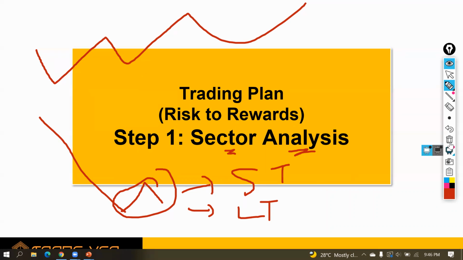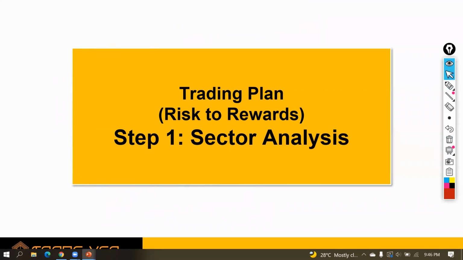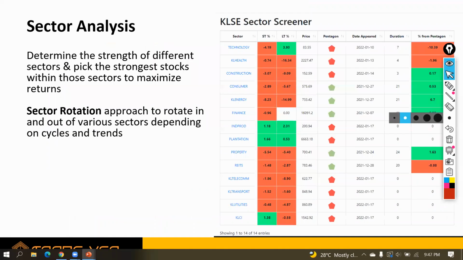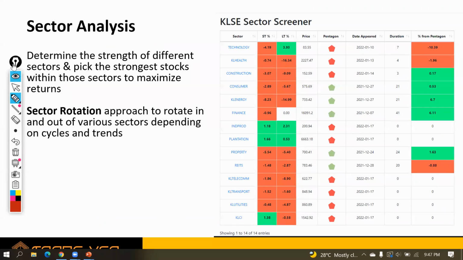Of course, if I look into this sector screener over here, which I actually snapshotted from yesterday's closing, if I'm not mistaken, because I prepared this slide yesterday, I think finance actually has turned to red pentagons already, against the green pentagon, which moved up 6%.